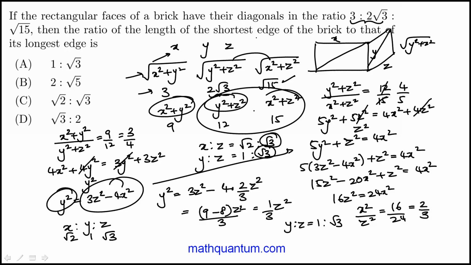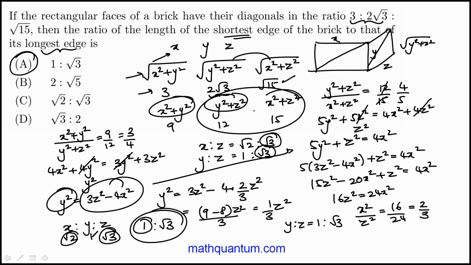And I need to identify what's the shortest edge. Well, 1 is the shortest edge, and they're asking its ratio to the longest. Longest is root 3. Root 2 is about 1.4. This is 1.7. So the ratio we're looking for is 1 to root 3, which is choice A.